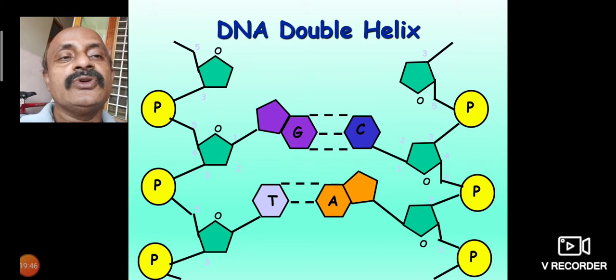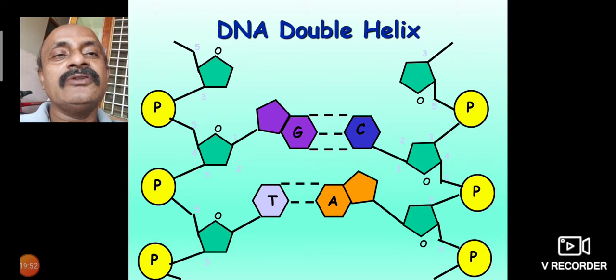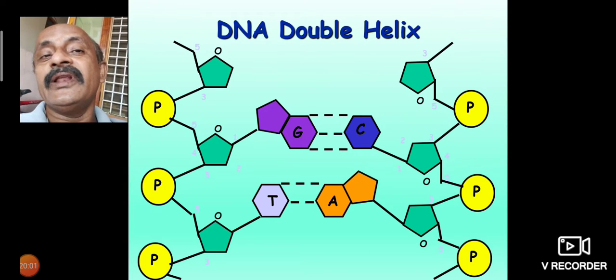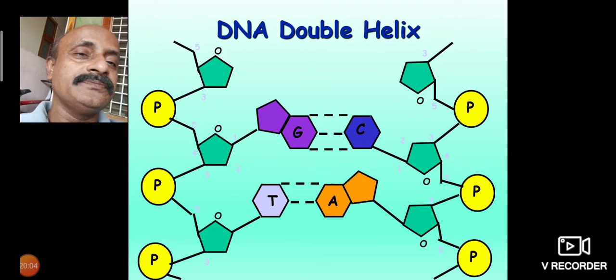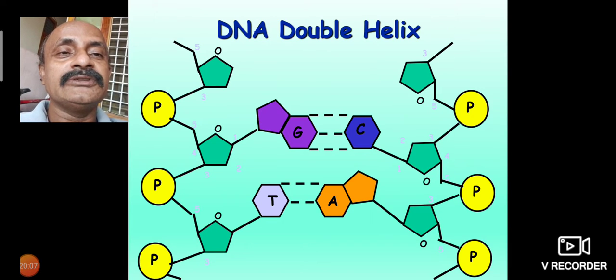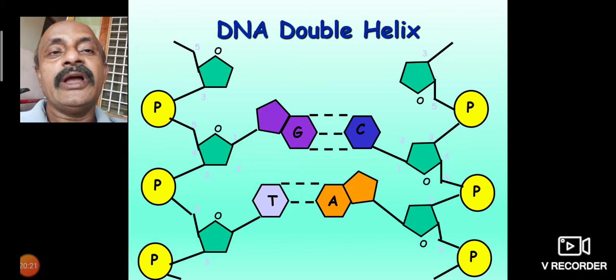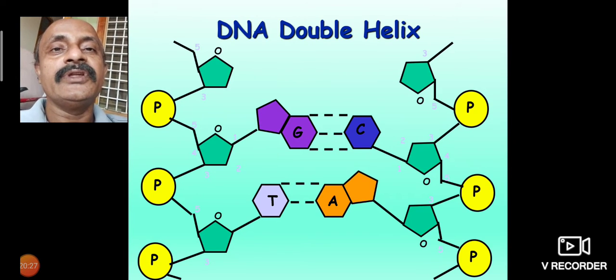Guanine and cytosine form a triple bond, and thymine and adenine form a double bond. The green colored part is the sugar. The peripheral sides are always the phosphates, and the middle part is the nitrogen bases. On either side of the sugar are the phosphates. This is the double helical model of DNA.